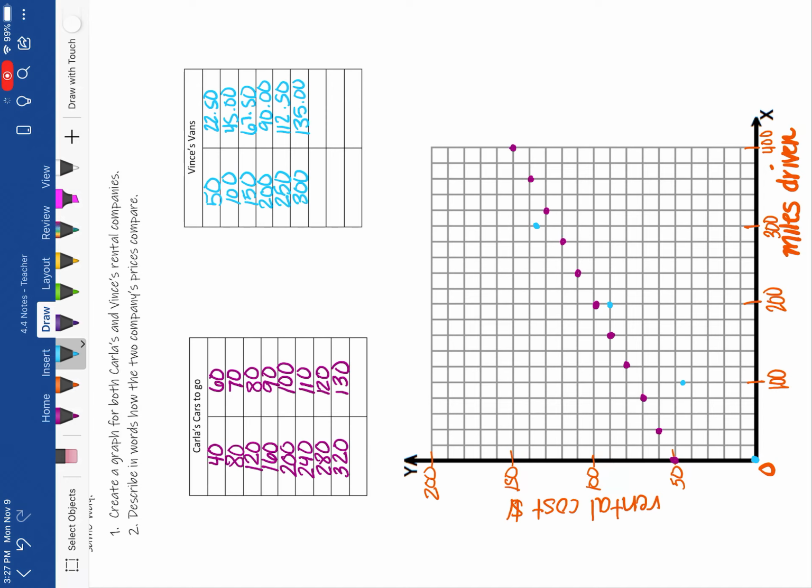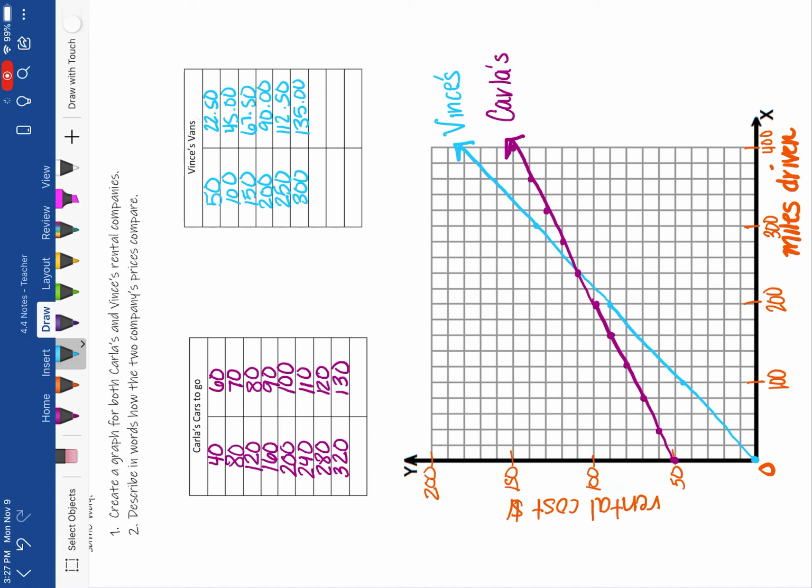okay. All right, so we can kind of see here, if I draw these lines in, and I'm going to do the best I can to get it somewhat straight. And I'm going to do the same with Carla's. And it is a good idea to label these. So I'm going to label my purple one Carla's and my blue one Vince's.